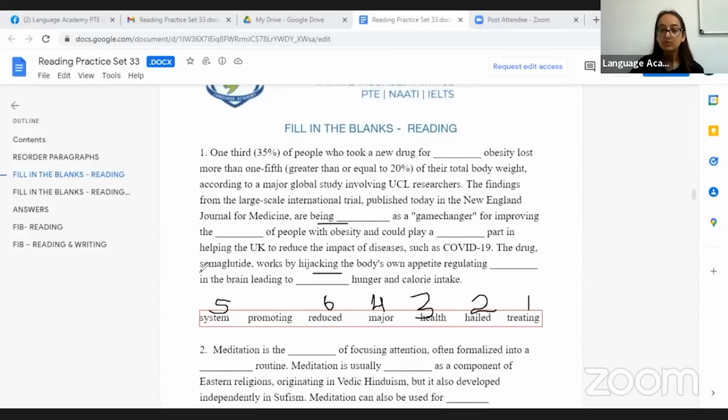Leading to, no, this is not, reduced is not being used as a verb. Reduced is being used as an adjective to hunger and calorie intake. Leading to what type of hunger? Leading to reduced hunger. Here too it is not an action. Reduced is not an action. It's a type of hunger here.